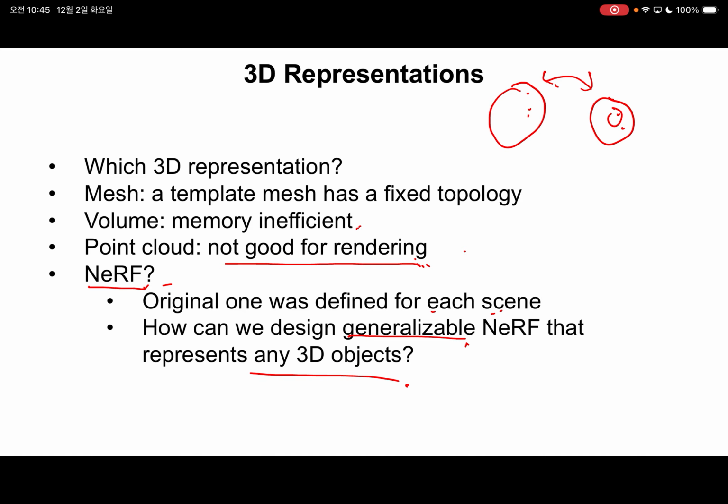Original NeRF is optimized for each object, for each scene separately. So once NeRF is optimized for some scene A, it cannot be used for other scenes. That was the problem. But our goal is making image to NeRF, right? So we need to make some modifications to the original NeRF to make it generalizable to any image inputs. So how can we do that?